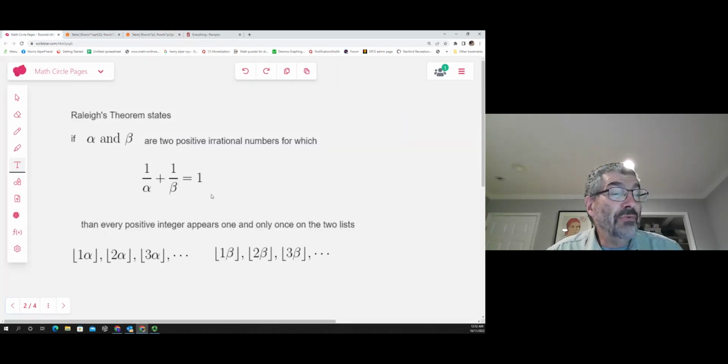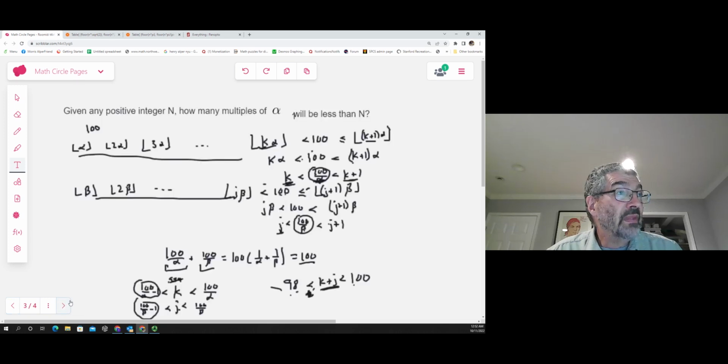So how do you prove a theorem like this? The basic idea, and I already wrote it down, so maybe I should clear it and write it again. The thing to think about is, if I give you a positive integer n, how many multiples of alpha will be less than n? And just to make it concrete, I chose n equals 100 so you could see what I'm talking about, but I hope you'll realize that the argument we're going to do here has nothing to do with the specific number 100. It would work for any integer.